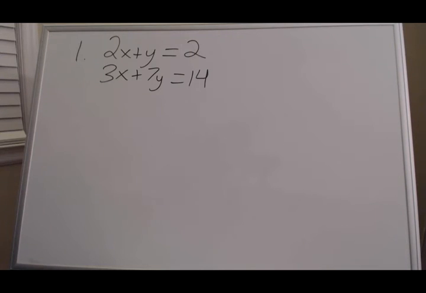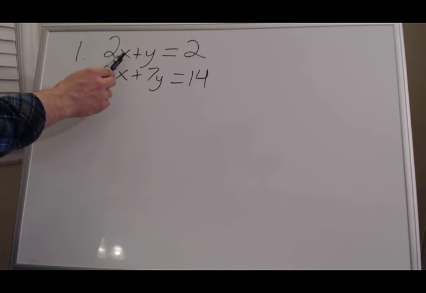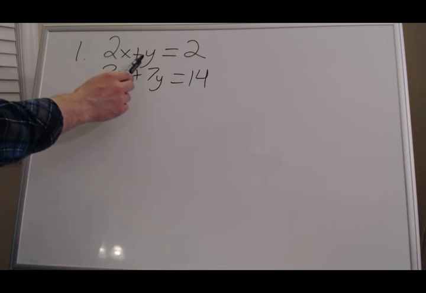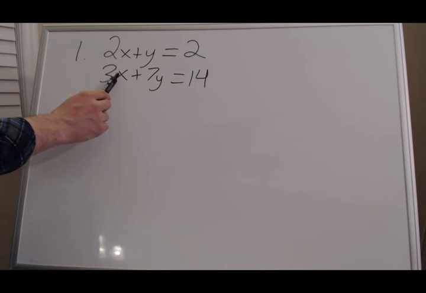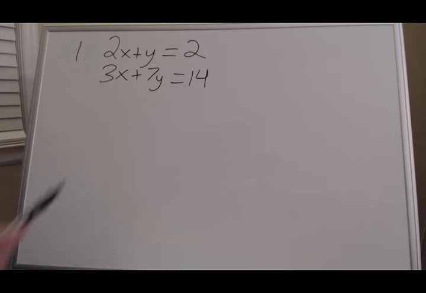For number 1, neither one of these equations as written is already solved for a variable. So we need to consider which one can easily be solved for either x or for y. You look at things like what are factors that would go into everything. For example, if you tried to solve for x here, 2 doesn't go into 1. You get a fraction. If you tried to solve for x in the second equation, 3 doesn't go into 7 evenly. You get a fraction.